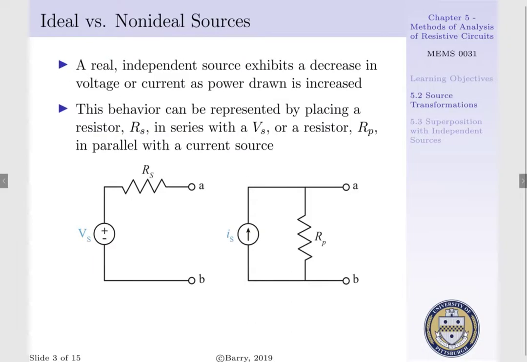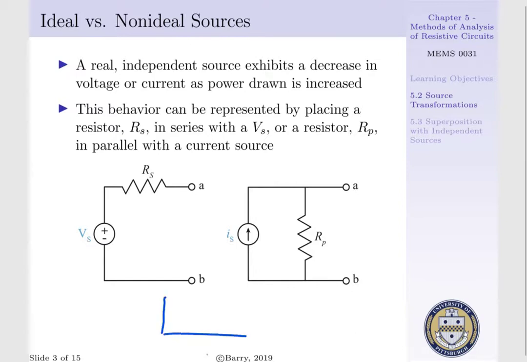To begin, we will discuss ideal and non-ideal sources. Thus far, we have considered our sources to be ideal. That is, regardless of the load resistance our circuit places on our source, we'd expect the same voltage potential or current to be drawn. In reality, our independent sources exhibit a decrease in voltage or current as power drawn is increased through our circuit, i.e., as our load resistance changes.